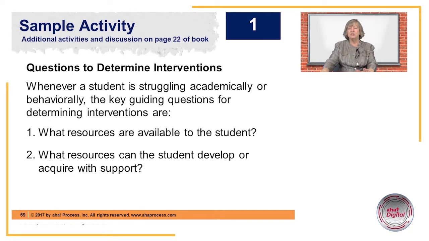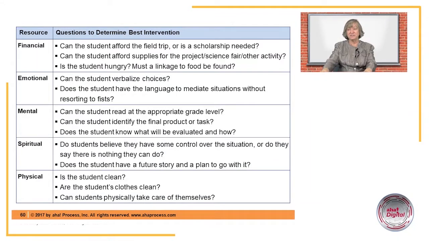When we have a student who is struggling academically or behaviorally, the key question is, what resources are available to the student? How can I build on the resources that the student has access to? Which ones can I develop? Here are questions that I can ask. When we as educators express concern over a student, and when we talk to our colleagues about how to best help that student, one of our first questions might be, what resources are available to the student? And these questions can help us to determine those resources.